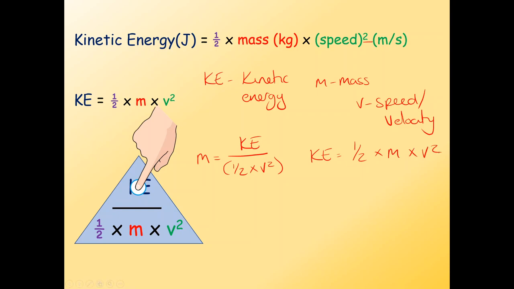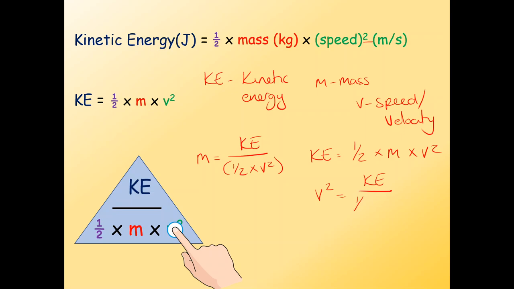And then finally, if we want to work out velocity squared, what we need to do is velocity squared equals the kinetic energy divided by half times m. And again, that's the calculation we do first, and divide kinetic energy by that. However, this answer gives us the answer for v squared. Okay, so we'd actually have to square root that answer in order to work out what v is.